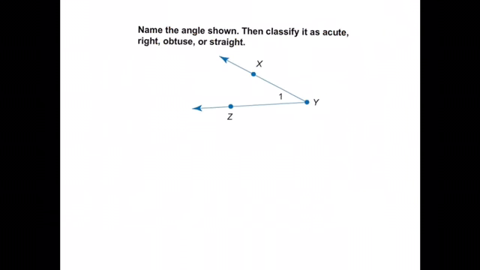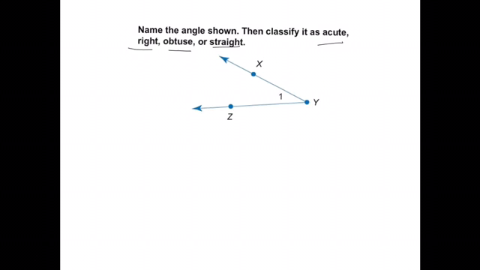So now here it says name the angle shown, then classify it as acute, right, obtuse, or straight. Okay, so it says name the angle shown, and I want you to name it in at least 2 different ways, even though there's 3 different ways. So pause the podcast and see what you can remember.